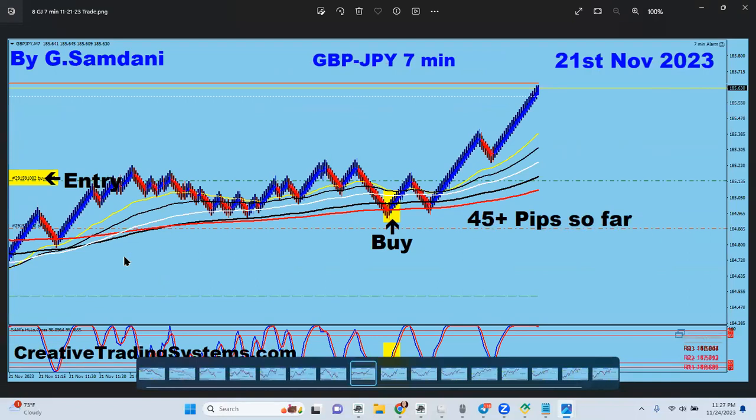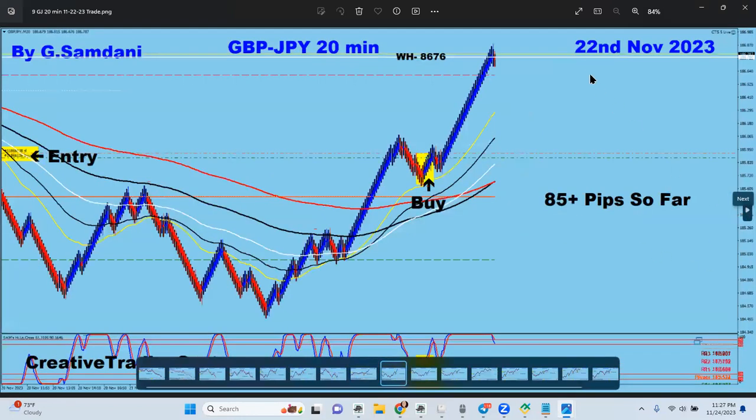Now pound yen make the turn, and I'll show you later on at the end of the video the chart, the yen index chart, how that index turned to the upside, and all pound yen pairs started to go to the upside. So here, this is a long 45 pip, and this is a 22nd pound yen again. This was the first one here somewhere, then second for 85 pip from here to there.